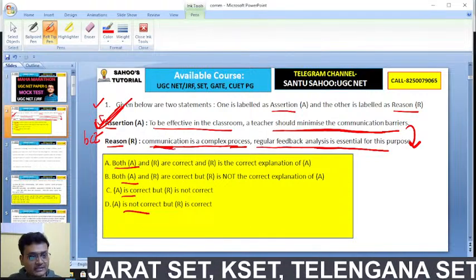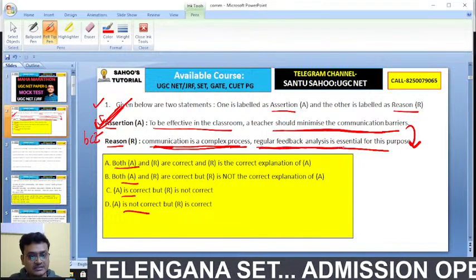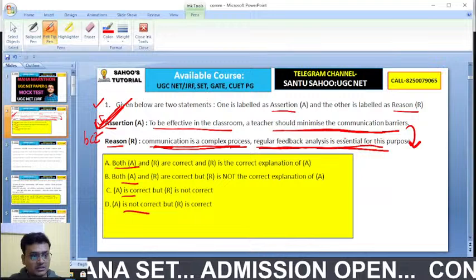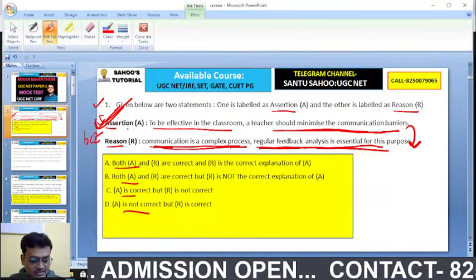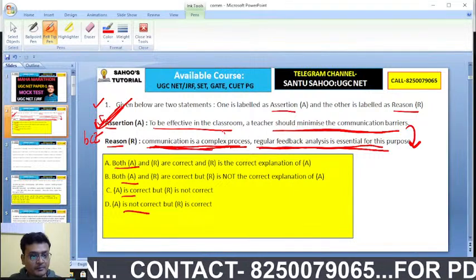It is because communication is a complex process. Regular feedback analysis is essential for the purpose. So assertion and reason have no relation, but that is actually true. Communication is a complex process.